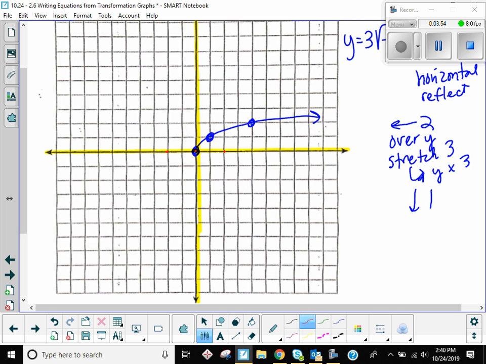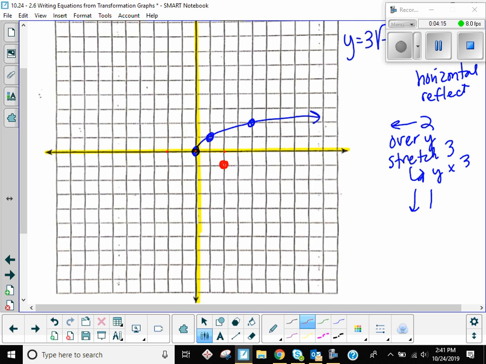So now I need to stretch by 3. What is the y value right now? Okay, and what is 0 times 3? 0, so I can stay there. And then I have to go down 1, so it's right here. This is the initial point, where it is now. Okay.